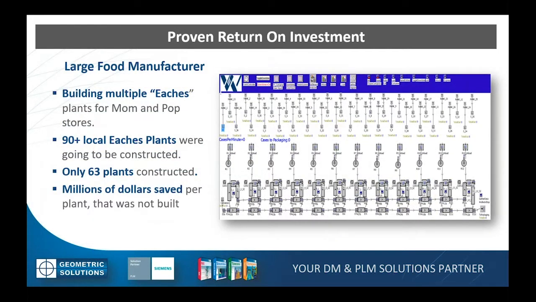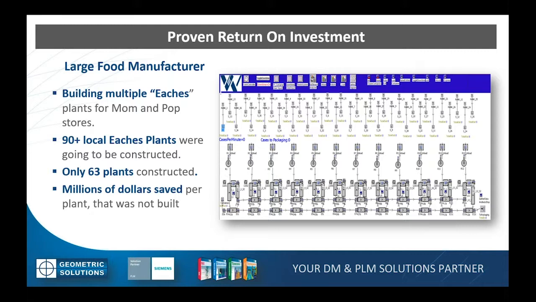So, another case study. I don't know if anybody's ever heard of an Eaches plant, but this happened to be for a potato chip manufacturer, and they were making these plants that provide boxes that are each separate for each customer. Mom and pop stores, your little 7-Elevens, those kind of places, they need specialized orders. They're not ordering a whole pallet. So they were going to build all these plants around the country and use robots.